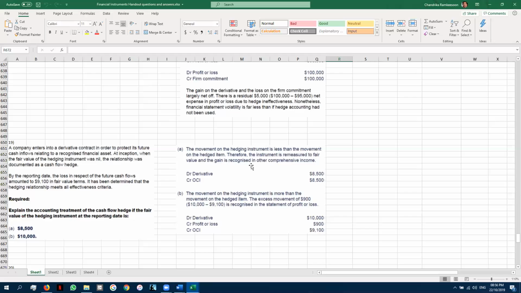But note in the second one, the hedging instrument movement is $10,000, which is larger than the movement in the item itself. In this case, the difference of 900 has to go to P&L. The movement on the hedging instrument is more than the movement on the hedged item. The excess will be recognized in P&L. Debit derivative, credit P&L, credit OCI.